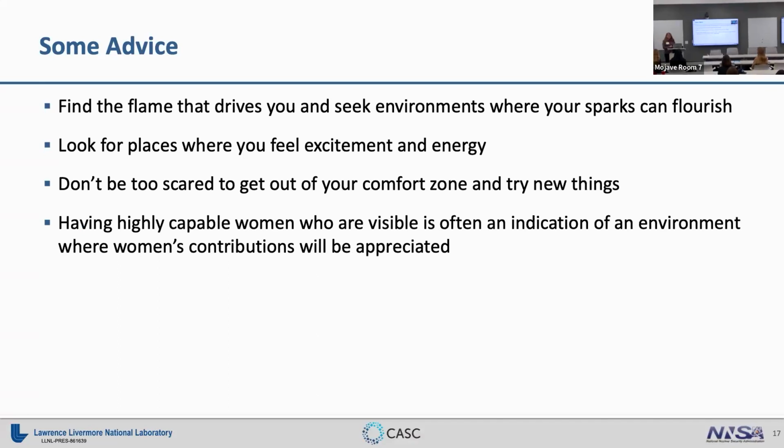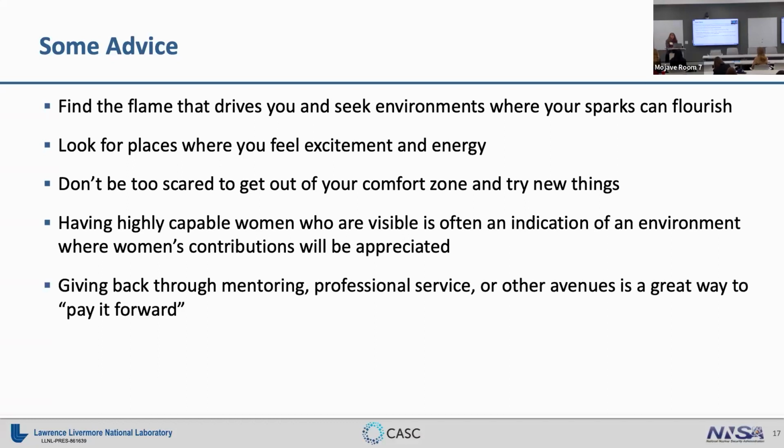Okay. Having highly capable women who are visible is often an indication of an environment where women's contributions will be appreciated. CASC was the exception for me, but in other environments where you see a strong woman visible, that is usually an indication that you're going to have a home there. So something to think about. And then giving back through mentoring, professional service, or other avenues is a great way to pay it forward.